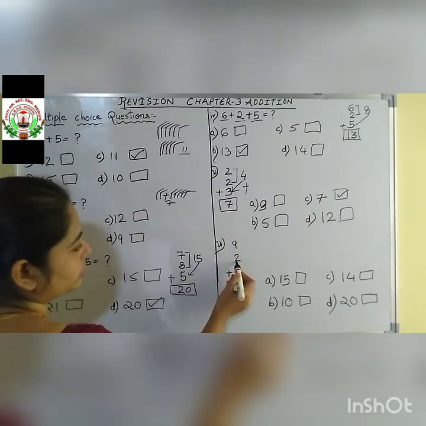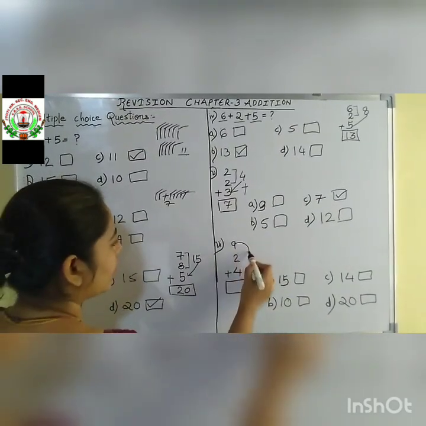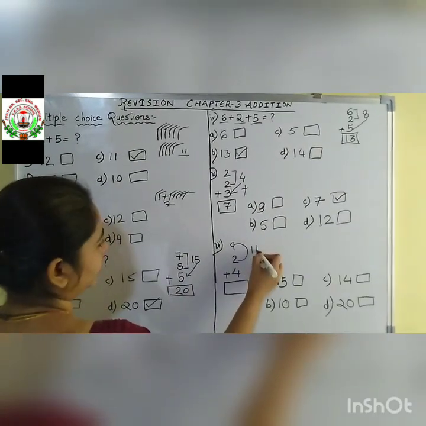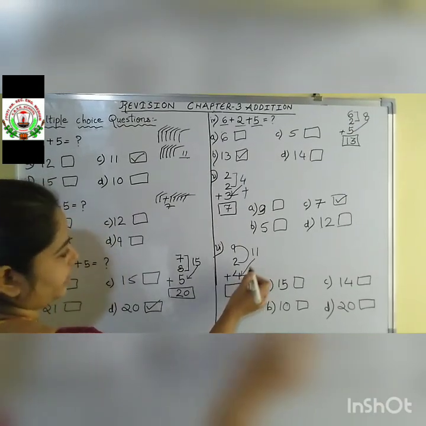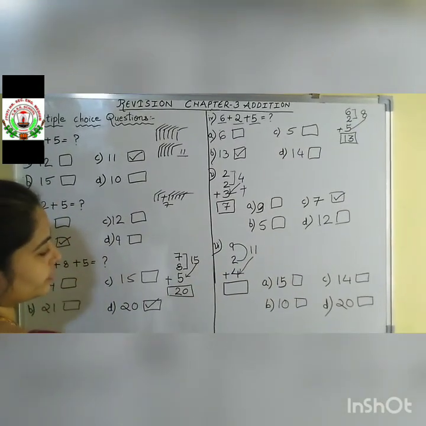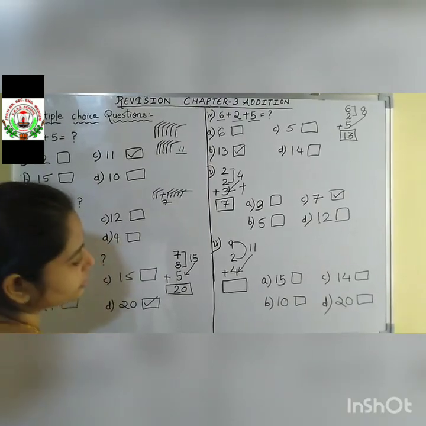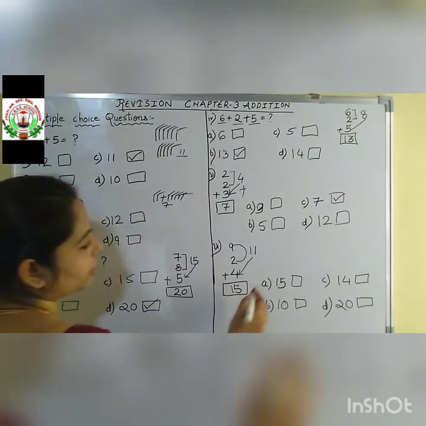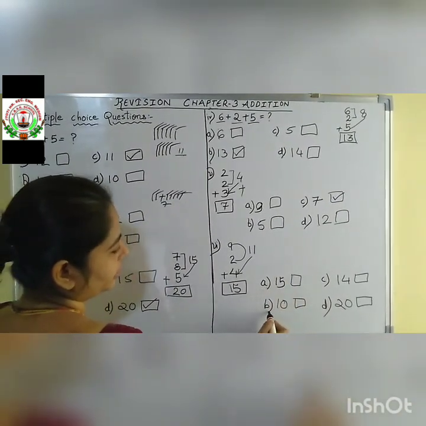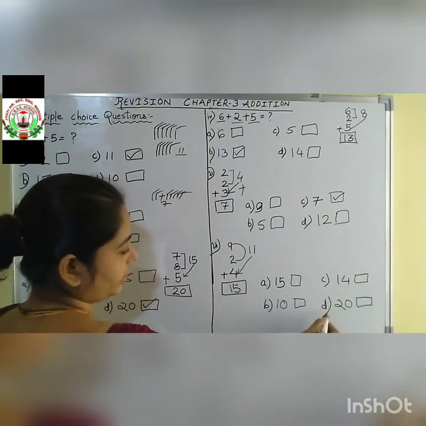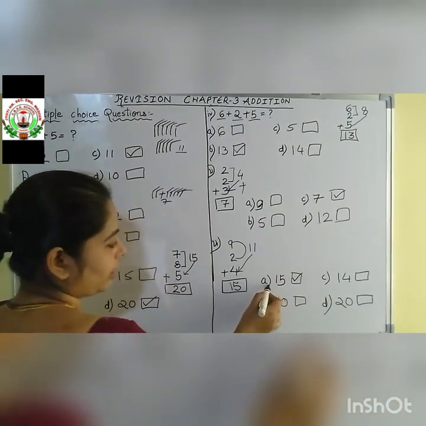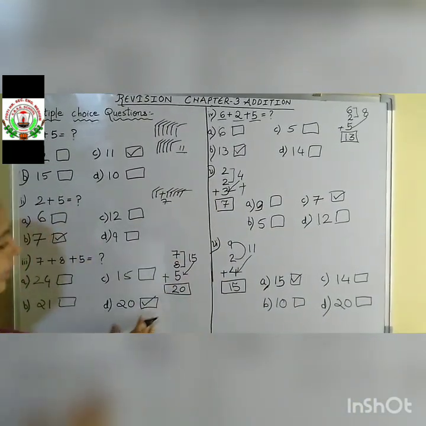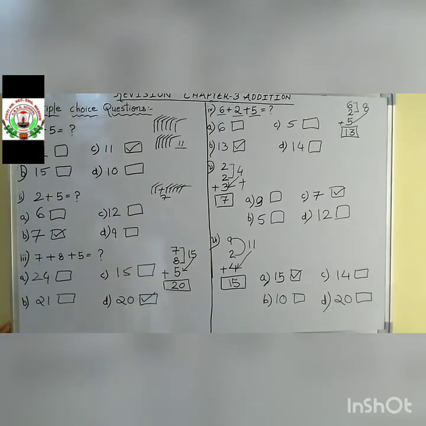Next, 9 plus 2 plus 4. First do the first addition. 9 plus 2, children, how much? Tell me how much? 11. Then this 4 will be added with 11. 11 plus 4, how much? Tell me. 15. So this 15 is there in the options. Let us see. Yes, A 15, B 10, C 14 and D 20. So we'll put a tick mark over option A, 15. Okay. In this way you have to do the one digit number addition in the MCQ pattern. Okay children.